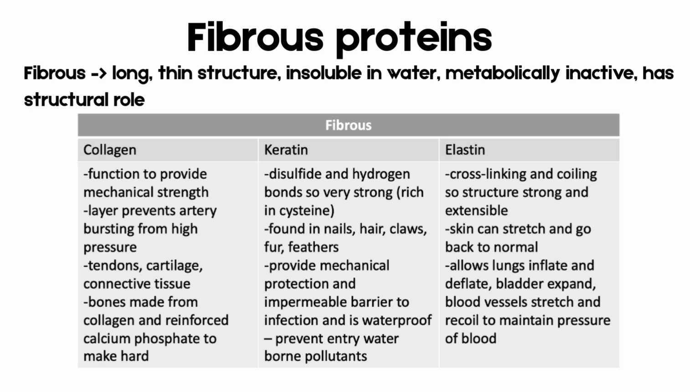Keratin contains many disulfide and hydrogen bonds, giving it great strength. Found in hair, nails, and fur, it provides mechanical protection and forms an impermeable, waterproof barrier to block entry of waterborne pathogens and pollutants. Elastin has extensive cross-linking and coiling, making it both strong and extensible. Found in skin for stretching, lungs for inflation and deflation, and blood vessels for stretch and recoil.